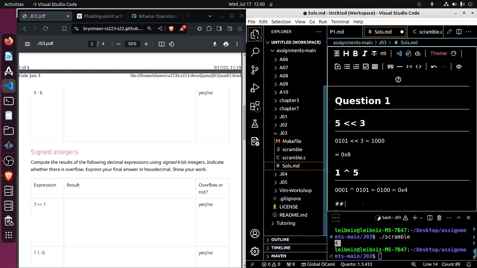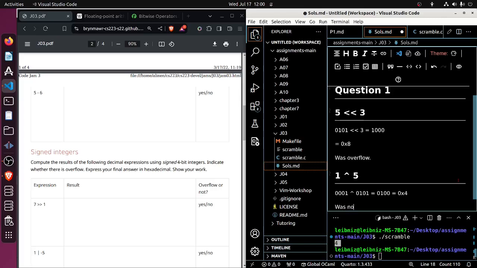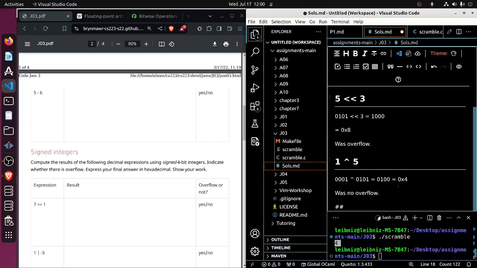Oh, and by the way, I should make explicit here that there was overflow in the earlier operation, and here there was no overflow with these logical bitwise operations. There's never overflow because things don't carry in any sense from one digit to the next in these logical operations. So now we're going to do 5 minus 6.